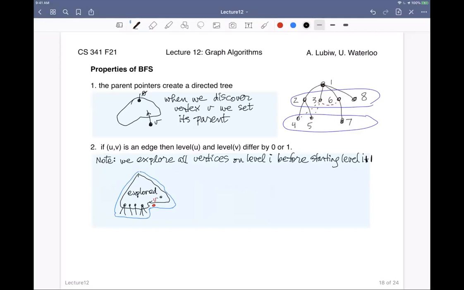Now, V had some parent up here. Maybe this has some more things. So these guys here and here are things that have been discovered. So all of the blue stuff is discovered. But these ones here have been discovered but not explored. They are waiting in the queue.